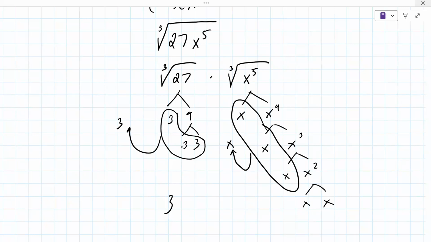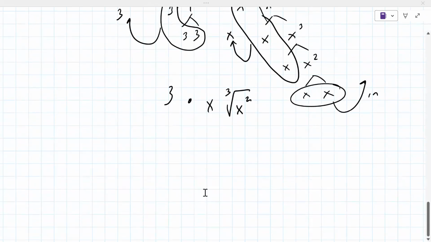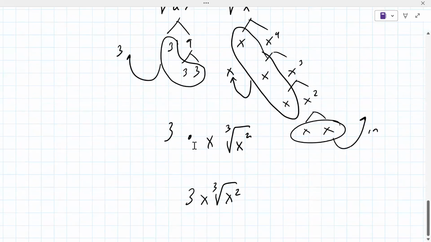And would we have another x? Yeah, these are left in the inside. So it becomes x on the outside, cube root of x squared, and that pairs with the 3. So it all becomes 3x cube root of x squared.